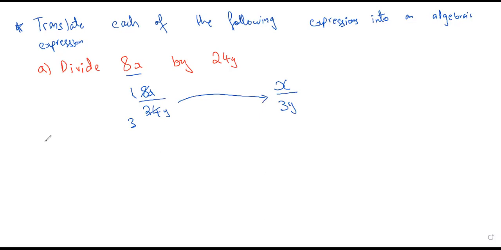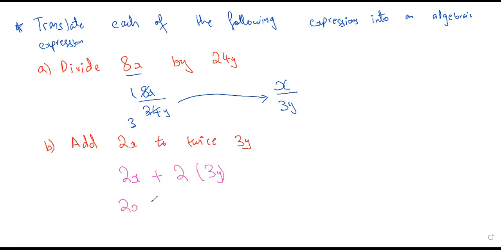Right, this was an easy example. Let's talk about another one. This is extremely important because this is the basics of problem solving in mathematics. Let's say the statement is: add 2x to twice 3y. You need to add 2x to twice 3y, and it would become 2x plus 2 into 3, that is 6y, right? Is this correct? Yes. Okay.